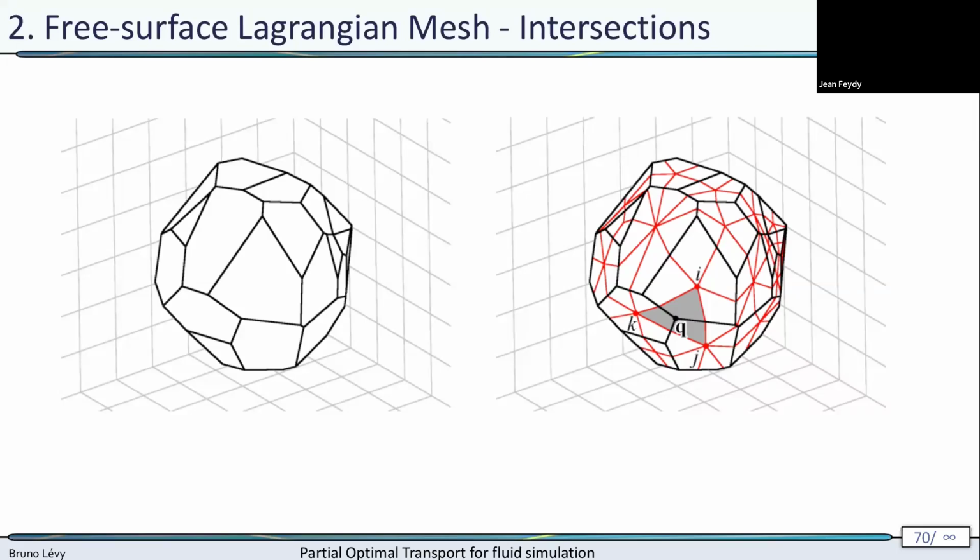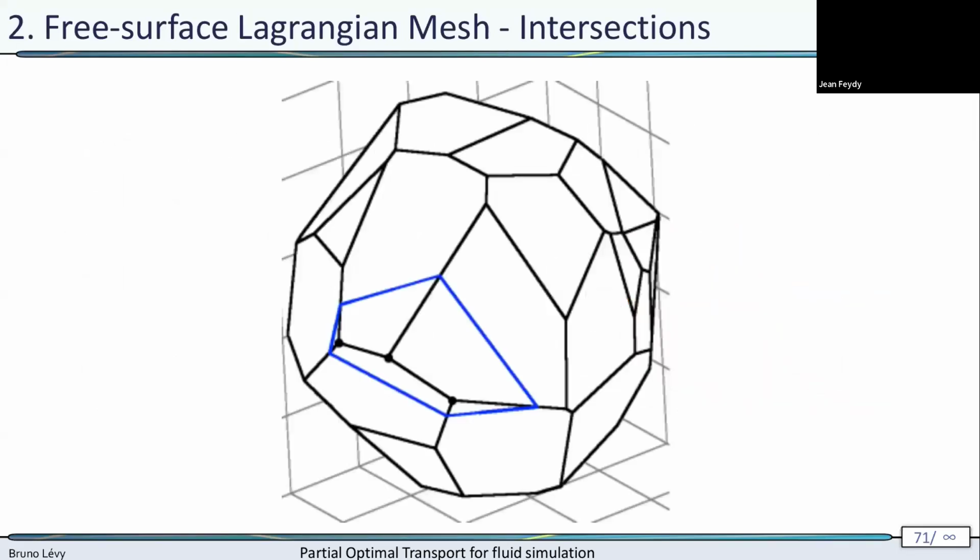It's easier to manipulate in terms of data structure. And in fact, what I represent is this dual triangulation. In this triangulation, the vertices correspond to the facets and the edges correspond to the edges, but flipped like that, and it's easier to represent.